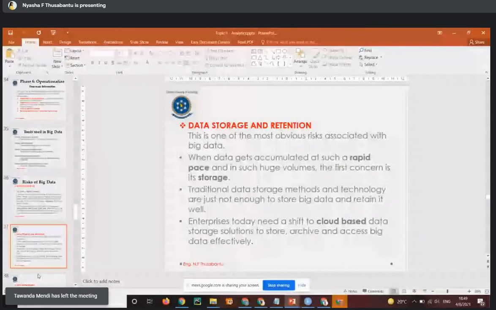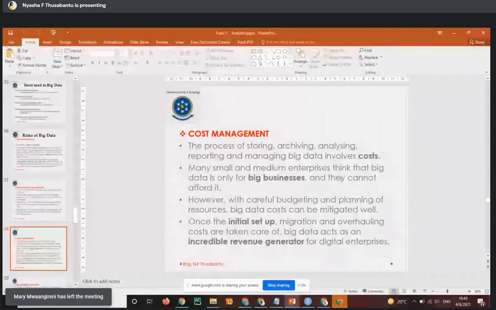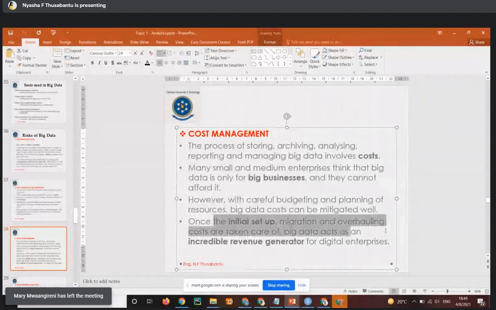Then cost management. As long as you're moving your data towards the cloud, you have to think about renting or infrastructure as a service. That is part of cloud computing, infrastructure as a service. You have to start thinking about that. Okay, we need to think about the initial cost of setting up and migrating, things like that.